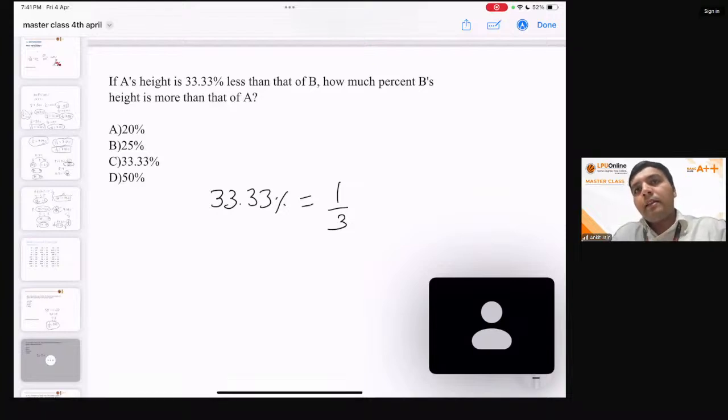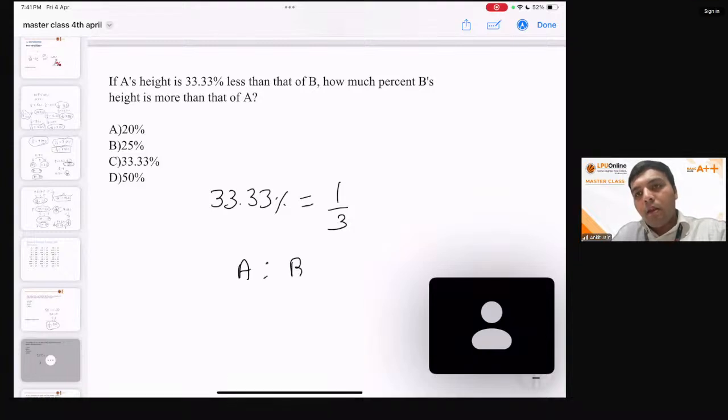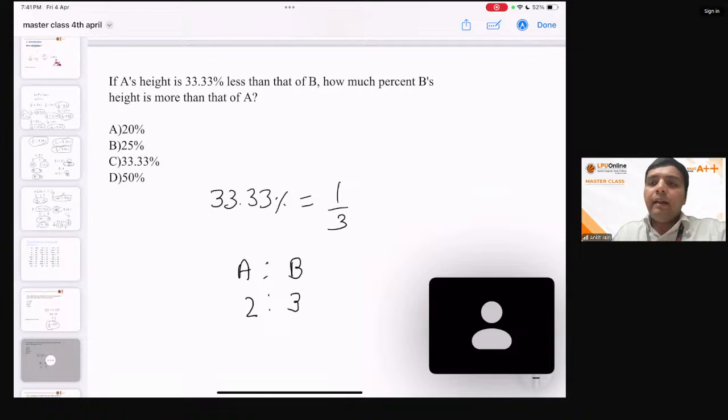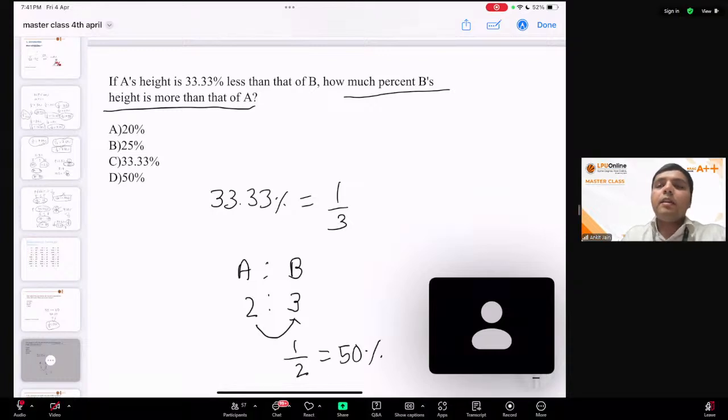A's height is 33.33% less than B's. It means if B is 3, A is 2. A decrease of 33.33% means 3 becomes 2. If B's height is 3, A's height is 2. Now the question is how much percent B's height is more than A's? B's height is 1 unit more than A's. We are comparing with A, so 1 by 2. 1 by 2 is 50%. So the answer is option D, 50%.